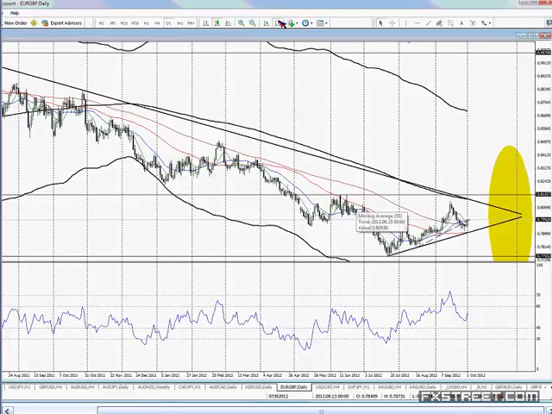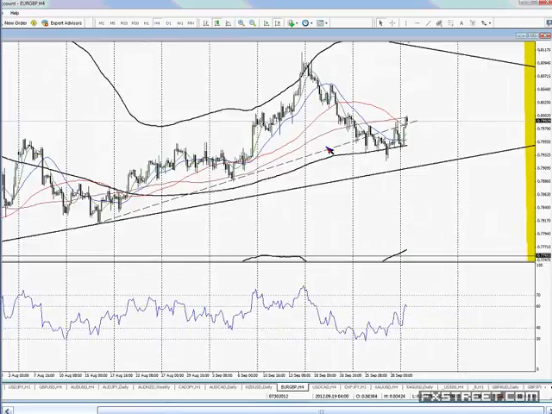Now looking down the lower time frames, here's the 4-hour time frame. You see the reversion back to the mean already resolved. And we're consolidating here just above the 200 moving average in the 4-hour chart.